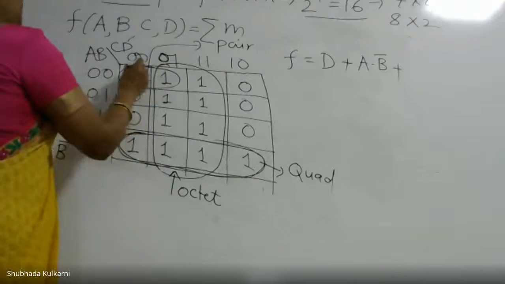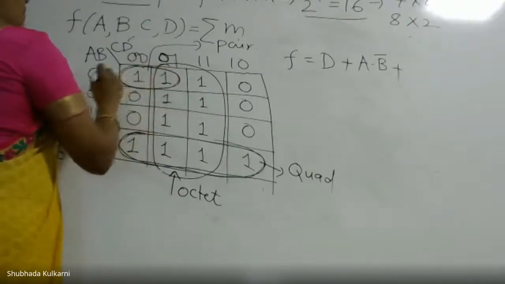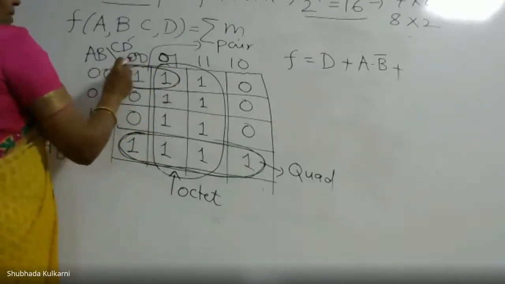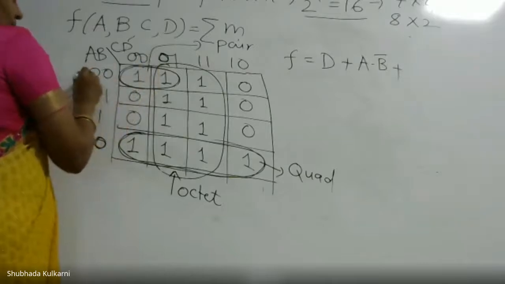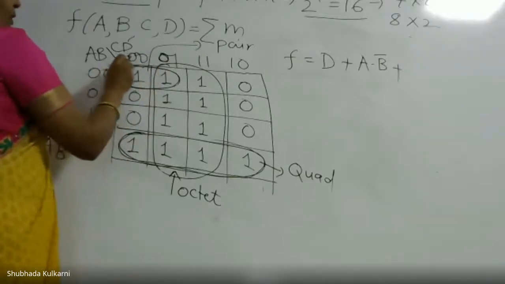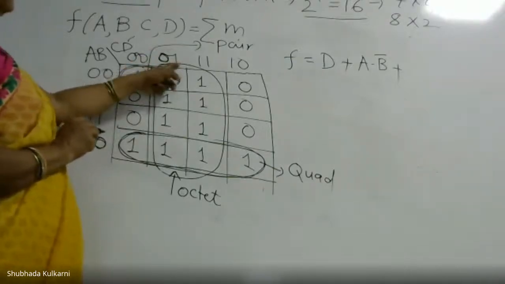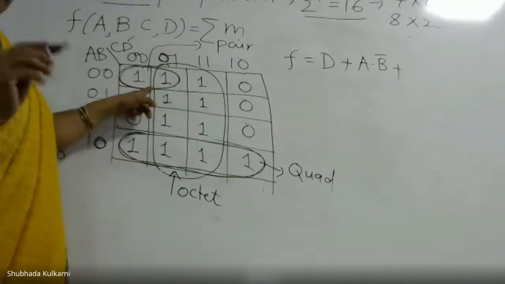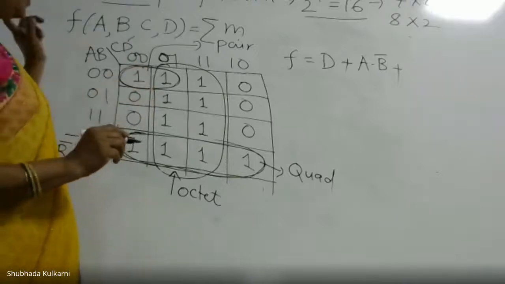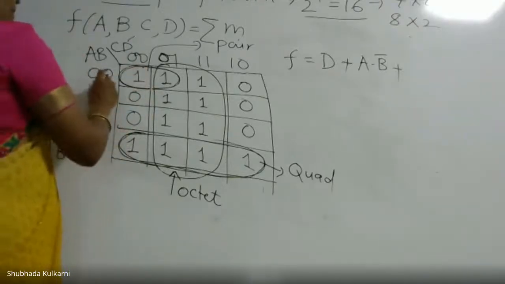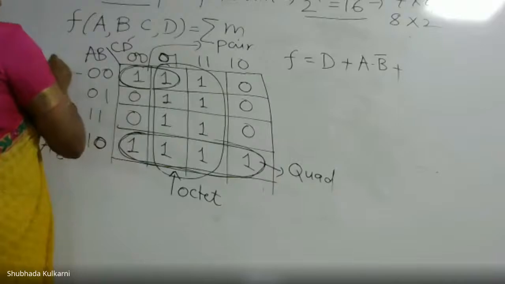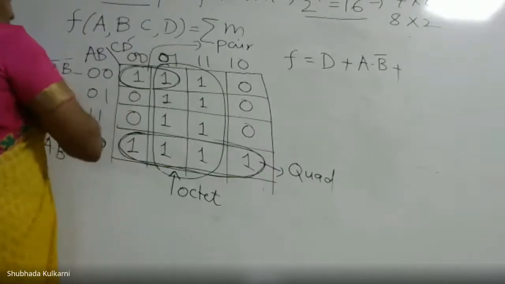For this pair, the row side C is 0. Sorry, row side AB is 0, column side C is 0. Which variable is changing? D from 0 to 1. A pair eliminates one variable, and in this case, D has gone. AB is 0, 0, C is 0, means its complement should be taken.